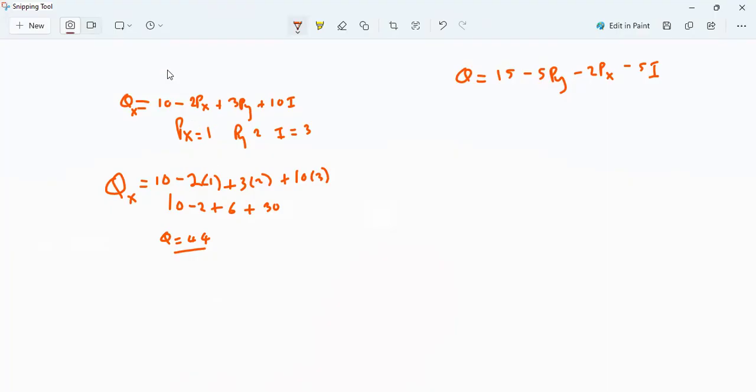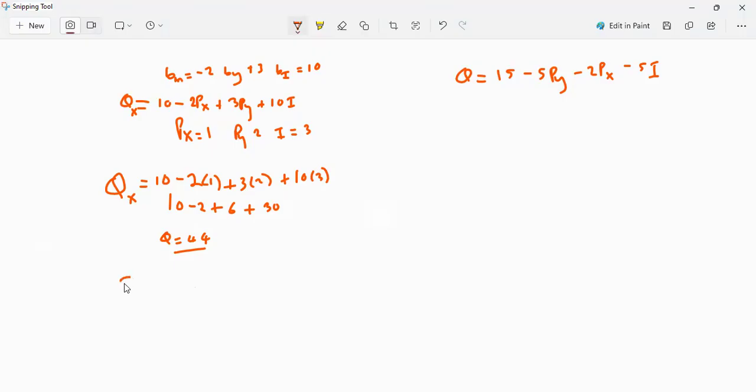Then what is the gradient for good x? Minus 2. The gradient for good y is plus 3. And the gradient for income is positive 10. So all these are gradients here. The gradient for good x is minus 2, for good y is plus 3, and for income is plus 10.